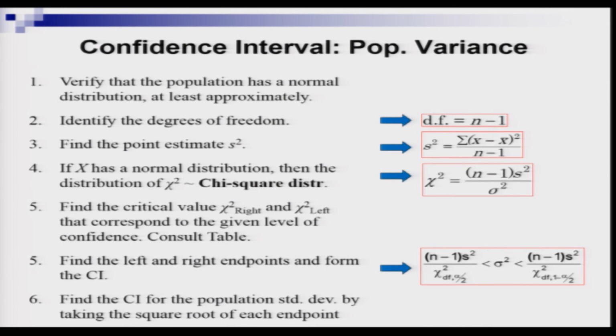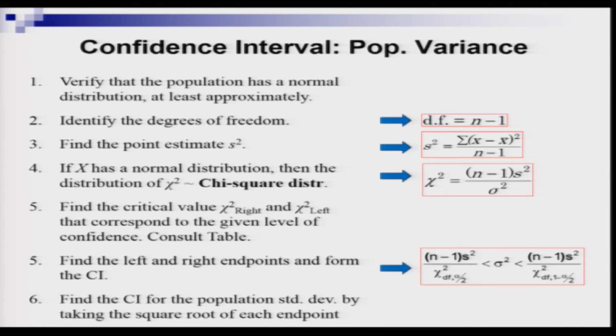Okay. So, once this confidence interval is built for the population variance, it is very easy to find the confidence interval for the population standard deviation as well, because you just have to take the positive square root of each endpoint, and then you will find the confidence interval for sigma, the population standard deviation.